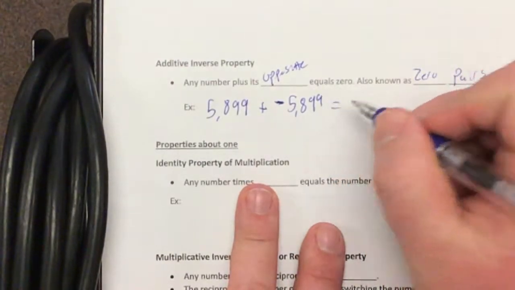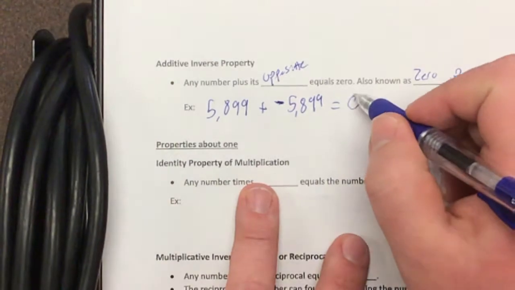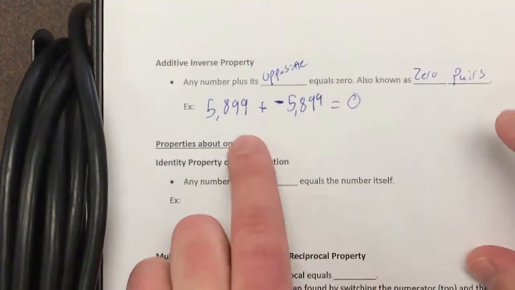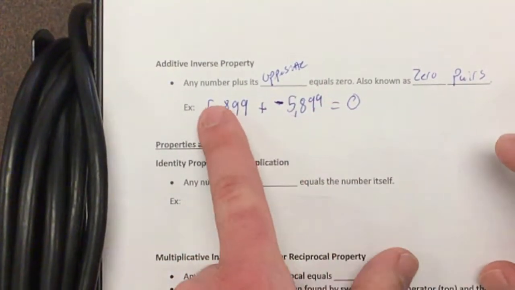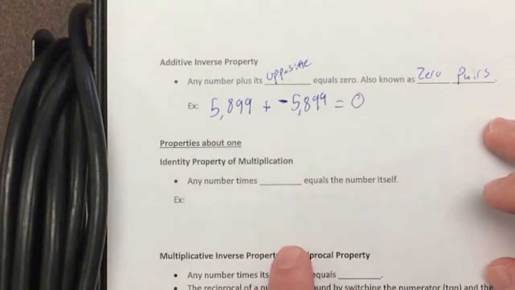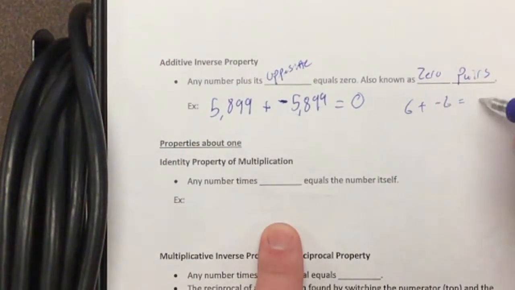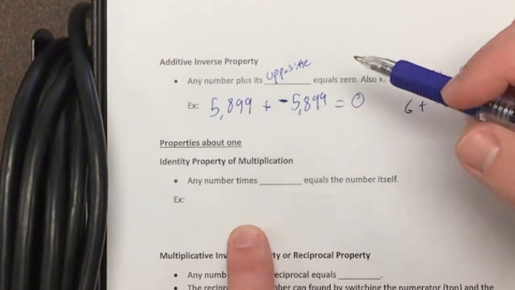Now, if we add these up, what do we get? Zero. All right, any number plus its opposite equals 0. It says it right there. So if these are opposite, we add them, we get 0. So 6 plus its opposite, negative 6, equals 0.